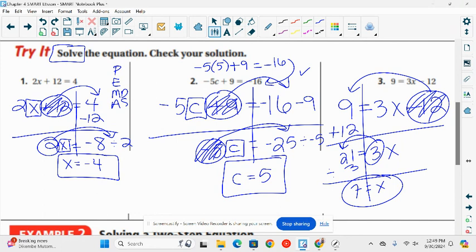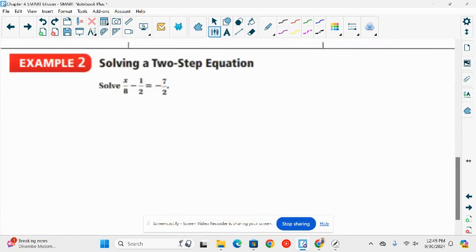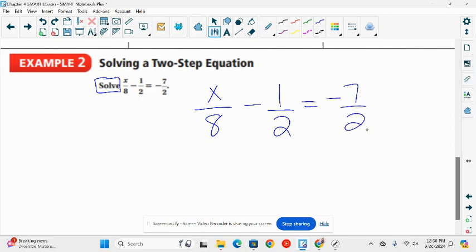Alright, not too crazy different than what we were doing the last time, right? You're always going to move addition and subtraction first, and then you'll take care of your multiplication and division. Okay? Alright, let's look at example 2. We're still solving, so we're still chopping, we're still boxing, we're still doing the opposite. We're going to rewrite the equation: x over 8 minus a half equals negative 7 halves. Just because it's fractions, does it change what we've been doing? No, it doesn't change, okay?